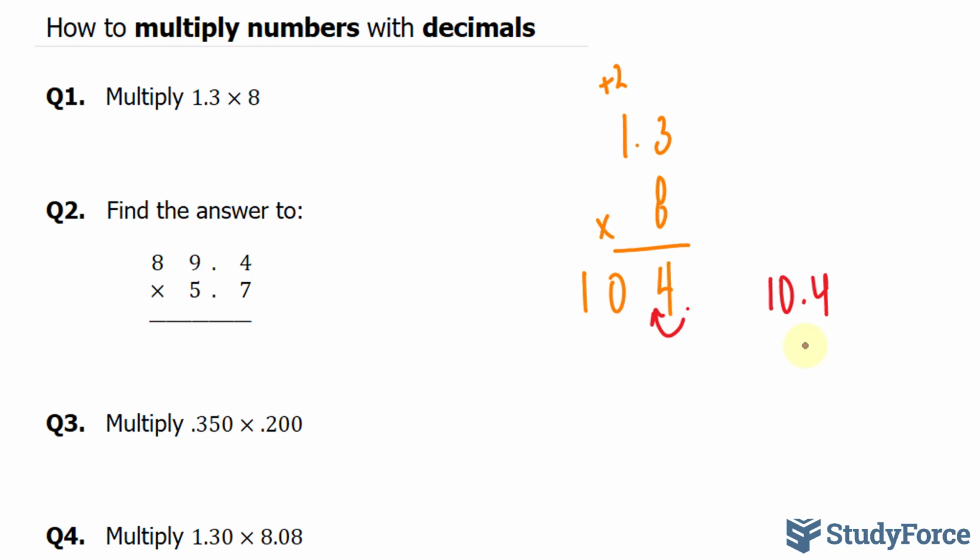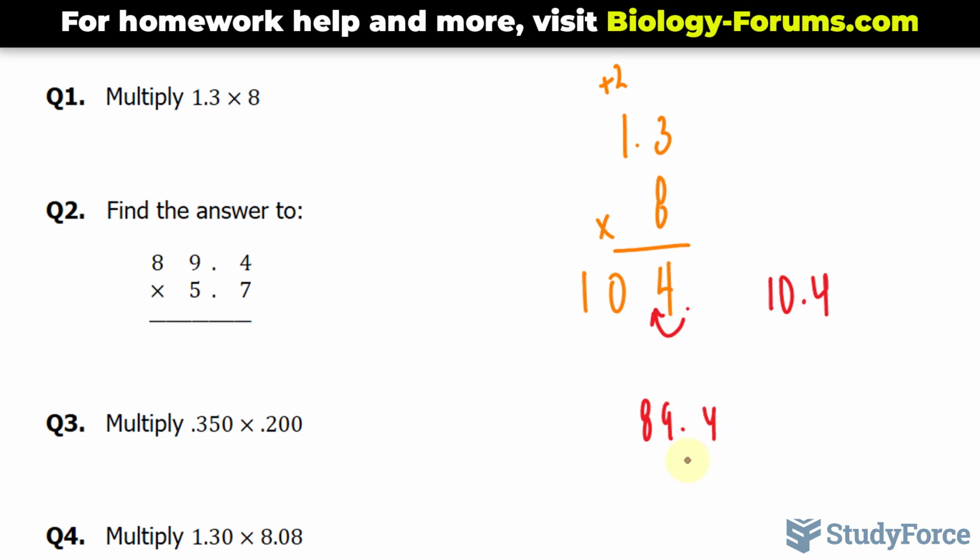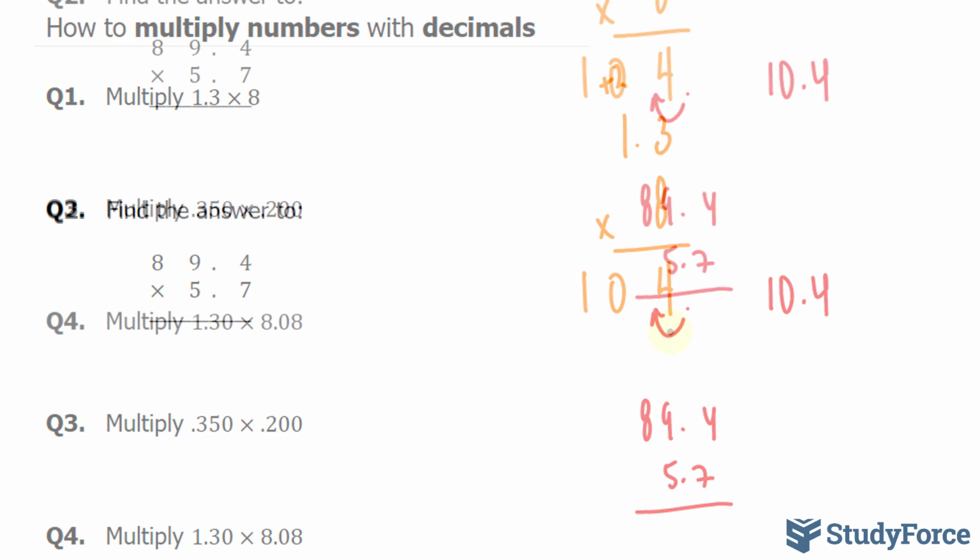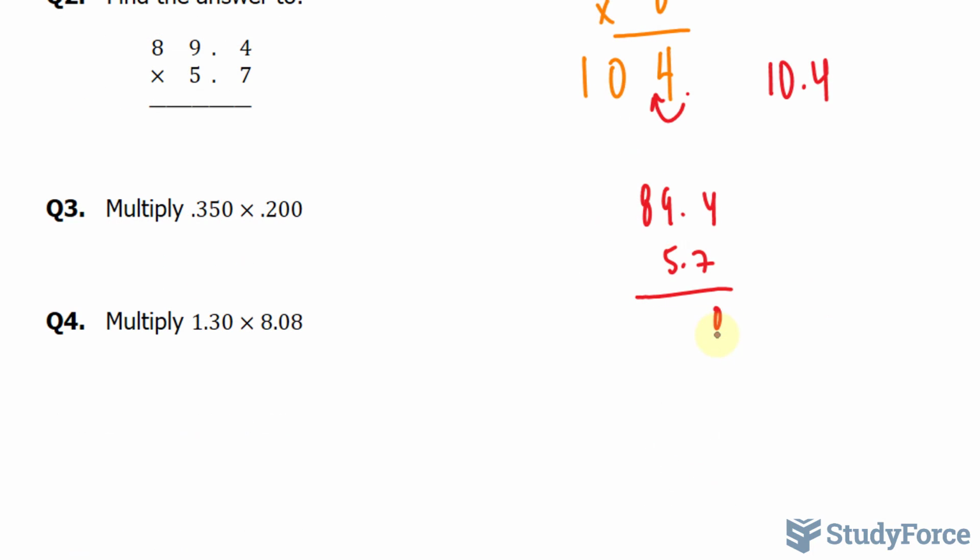Let's move on to question number 2. Find the answer to 89.4 times 5.7. Let me rewrite it. 89.4, 5.7. We start by multiplying 7 and 4. That's 28. 8 will be placed over here, and plus 2 will be placed over here as a reminder. 7 times 9 is 63, plus 2 is 65. 65 is 2 digits. We'll place the 5 over here, and the plus 6 as a reminder over here.